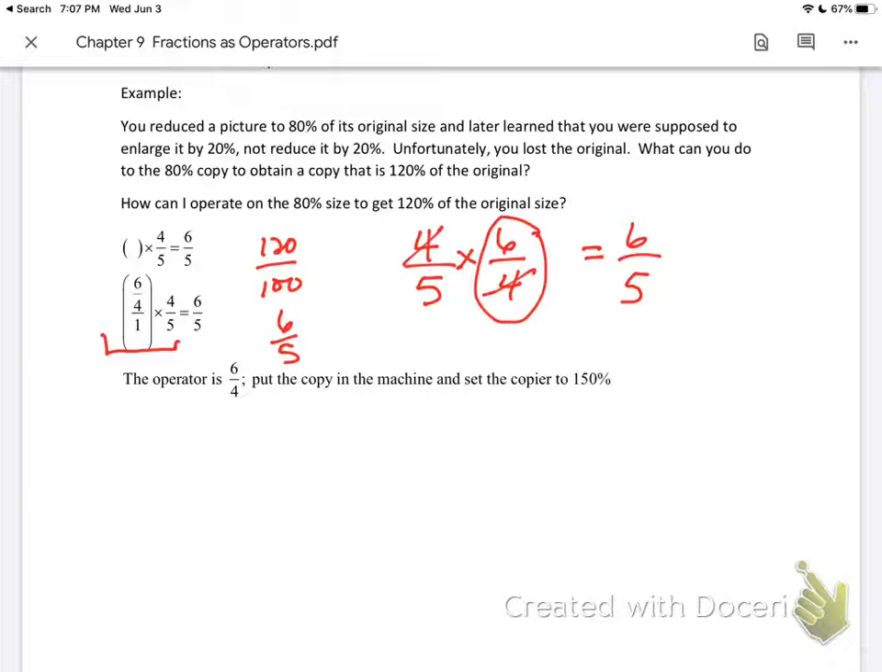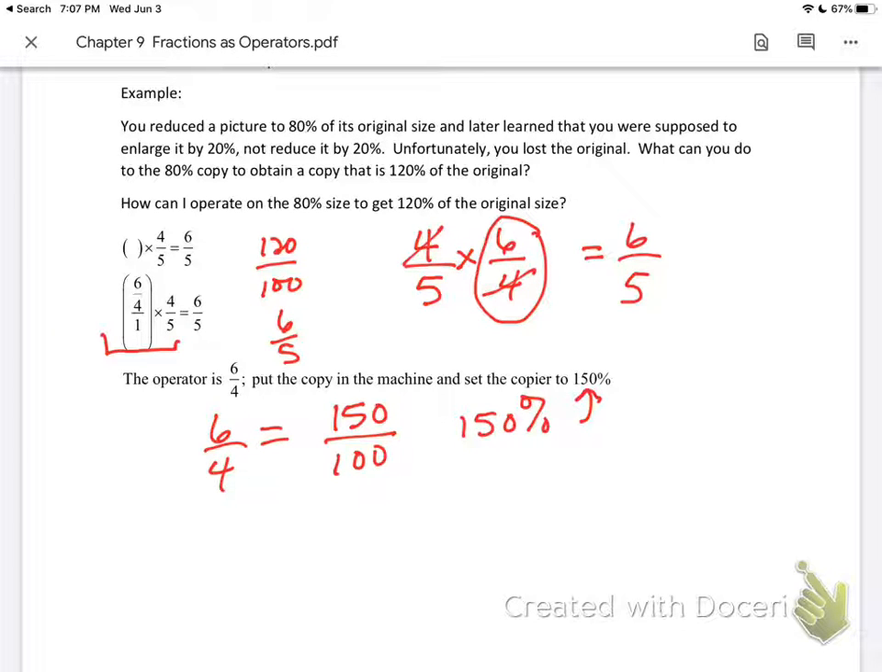So the operator is what you're going to put on the copy machine so that you get the right size copy. So what does 6/4 equal in terms of percentages? So 25 times 4 is 100, and 25 times 6 is 150. So that's 150%.